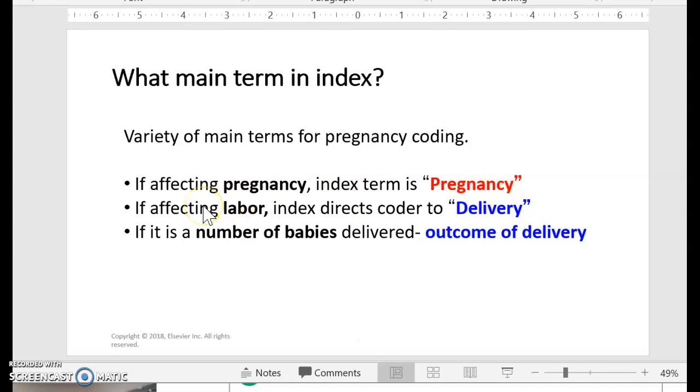When the baby is being delivered and the mother is in labor, the main term will usually refer to delivery. So this is a main term when you're looking for anything to do when the patient is in the status of delivering a baby. How many babies are born or delivered? You have to find the outcome of delivery as your main term. And it is confusing, so you want to prepare yourself to understand what main term you should be looking for in the index.